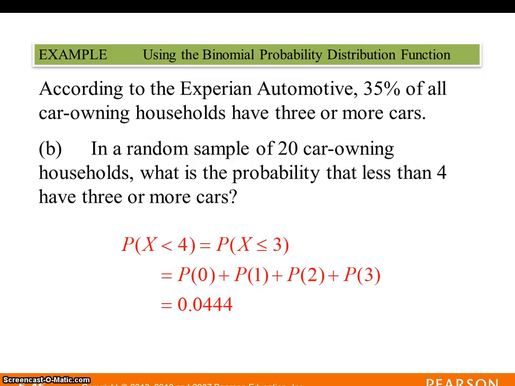Now you can do a similar problem where you want the probability that less than 4 have 3 or more cars. Another way of saying this is the probability of x is less than or equal to 3. So you'd have to calculate the probability for each case, the probability of having 0 cars, 1 car, 2 cars, 3 cars, and then add that all together. You can also use table 4 in your book. The cumulative probability distribution is probably the easiest way to do this, or you can use table 3.